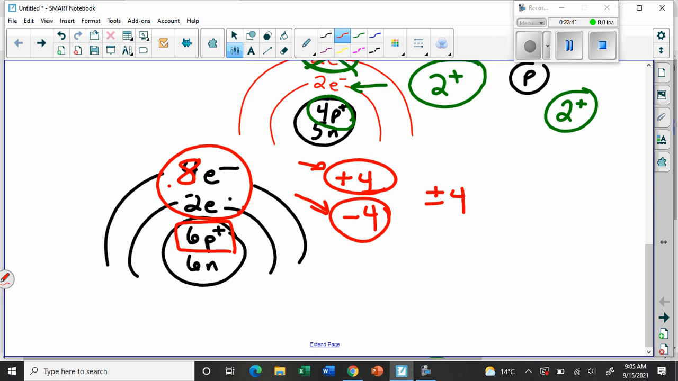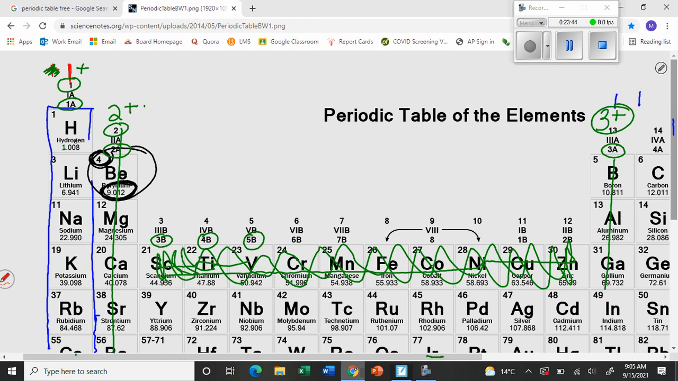Okay, so that means that over here, where carbon is, it's the 4 plus or minus column. It's kind of got dual duty. It can give away 4 or take 4 electrons.